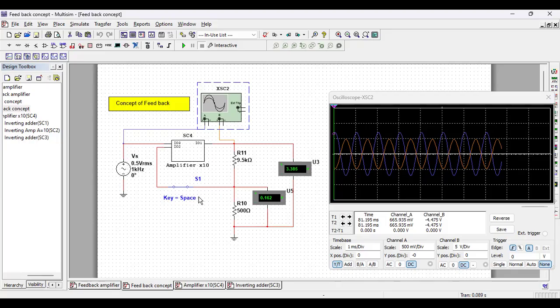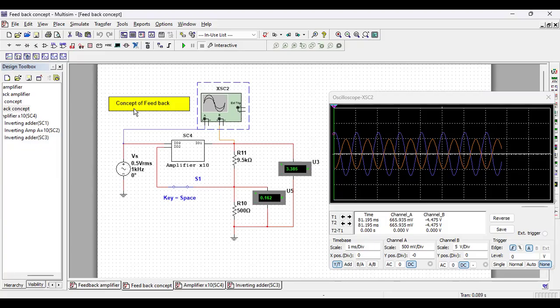So the concept is a part of the output is fed back to the input in opposition, or theoretically said, a part of the output is subtracted from the input. In that case, the gain of the amplifier reduces. This concept is called feedback. That means feeding back the part of the output to the input.